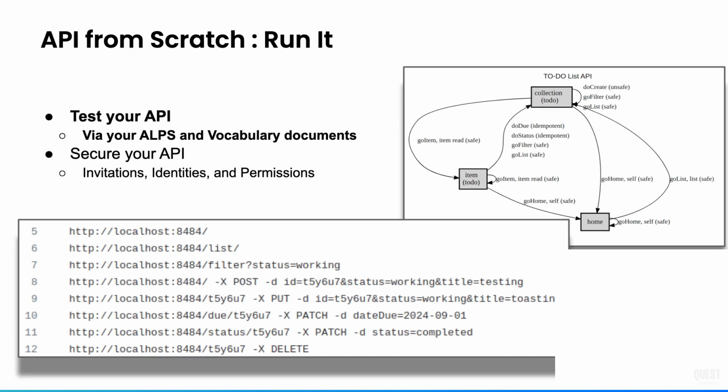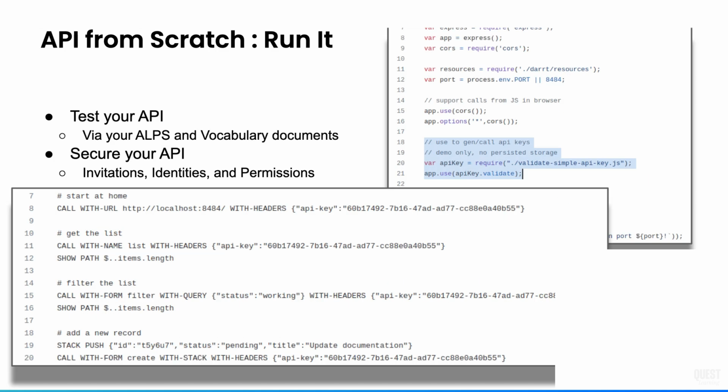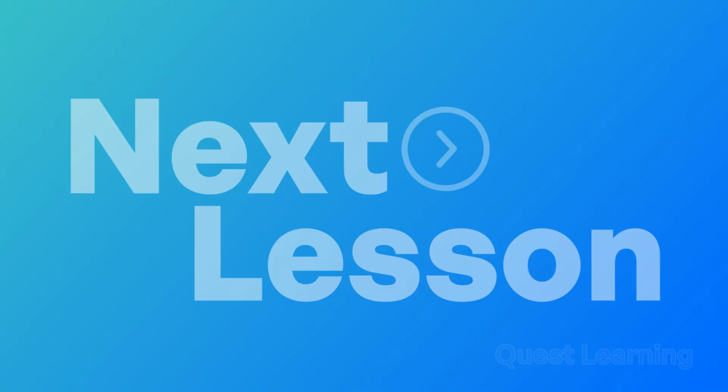When it comes to tests, we're going to use our ALPS design document and our vocabulary documents to help simple request testing to make sure that we've got all the parameters we need and that the system is built the way it was designed. When it comes to securing our tests, we're going to make sure that we add the elements inside our API interface code to check for identities and invitations and permissions. And then we're going to write additional tests to make sure that it also exercises all of that added secure information built into our API. And that is how we run our API from scratch and make it production ready.